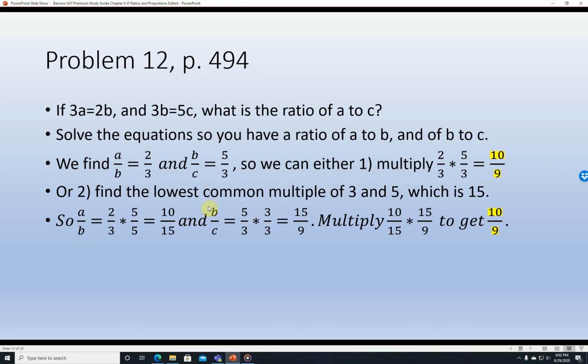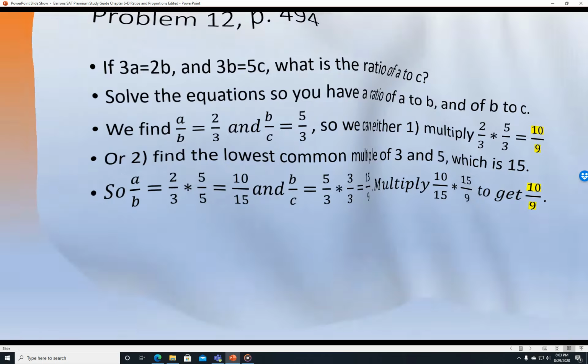So then the ratio of a to b to c becomes 10 to 15 to 9, and we can just get rid of the b in the middle, and then you're just going to get 10 over 9 when you multiply 10 over 15 times 15 over 9 to get 10 over 9. Notice that the 15 disappears. Either way, you can get that. Hopefully you understood that. If you don't, you can contact me if you have any questions.